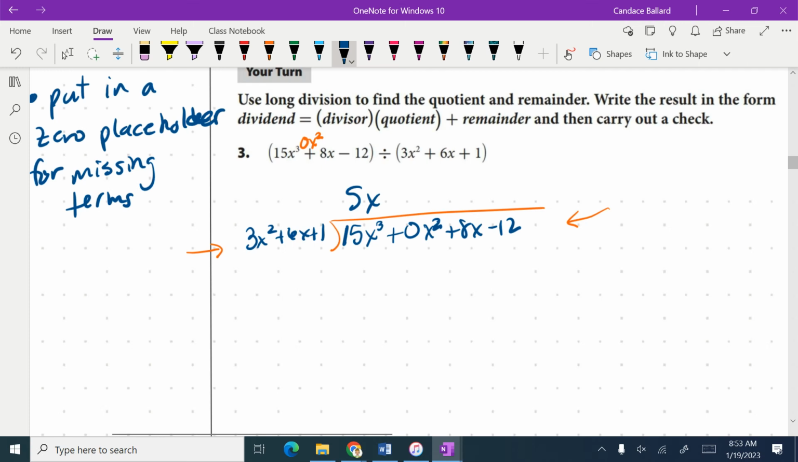What do we do now? Distribute, which is the way we say multiply in algebra 2, right? So 5x times 3x squared is 15x cubed. Good. 5x times 6x is 30x squared. And remember, you want to keep it lined up.